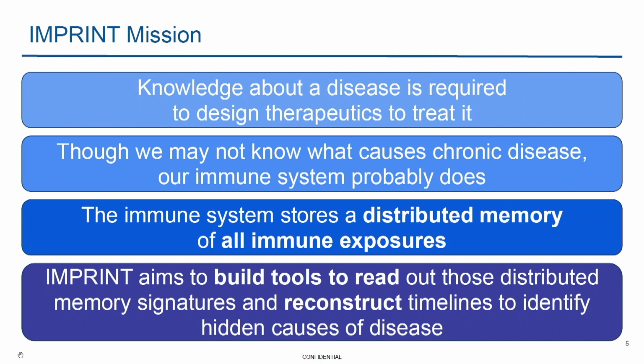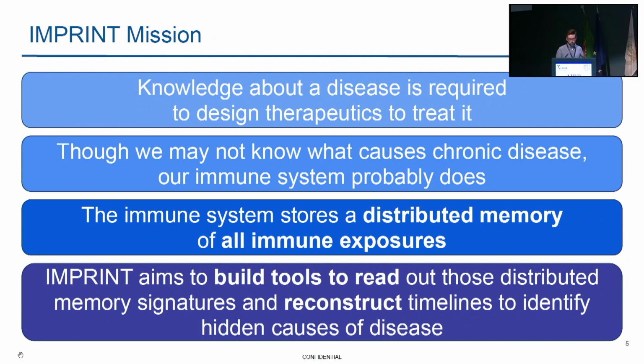So what is our scientific question, very broadly? You all know that knowledge about disease is required to design therapeutics and to treat it. Though we might not know what causes a chronic disease, our immune system probably does, as we all believe, with AIR sequencing. And we all know that immune memory stores a distributed memory of immune exposures. What we are trying to build is tools to read out these memory signatures and to reconstruct timelines of disease, to ultimately identify hidden causes of disease.